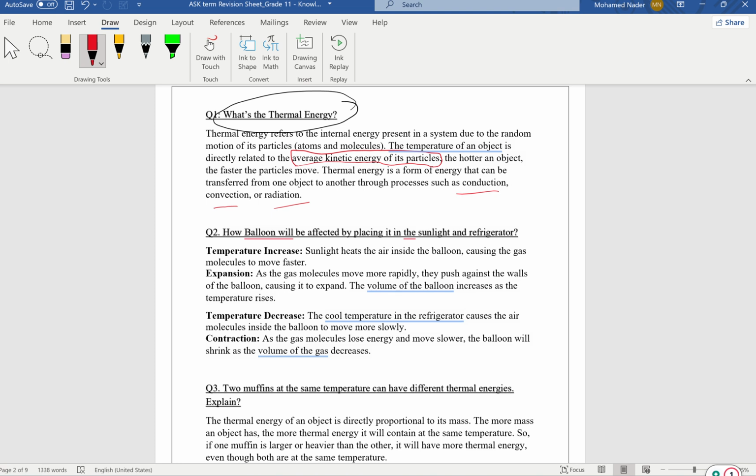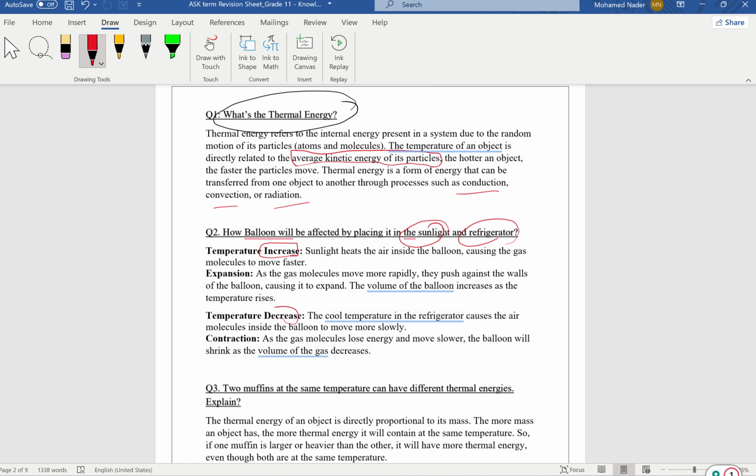The second question is asking about a balloon. How could a balloon be affected if you place it under sunlight or in a refrigerator? If you place a balloon under sunlight, the temperature increases and the particles keep moving faster. When the particles move faster, they keep colliding with the surface of the balloon, and since the balloon is an elastic object, it will start to expand, as you can see here.